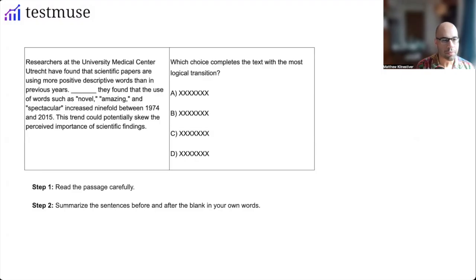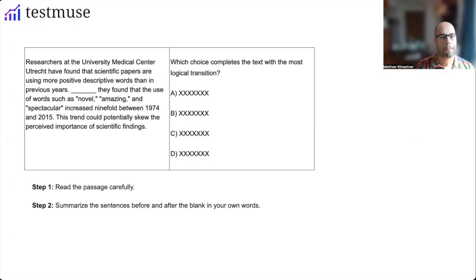passage. So researchers at the University Medical Center Utrecht have found that scientific papers are using more positive description words than in previous years. They found that the use of words such as novel, amazing, and spectacular increased ninefold between 1974 and 2015. This trend could potentially skew the perceived importance of scientific findings.